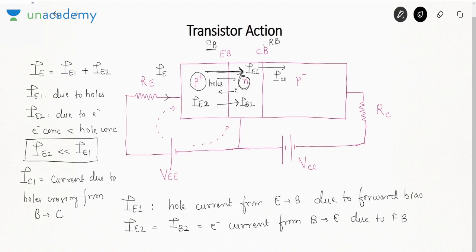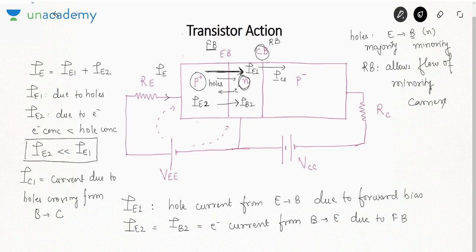Now you might be wondering that this junction was reverse biased. If this junction was reverse biased, how can holes go from one region to the other? Now see my point. Holes go from emitter to base. In emitter, holes were majority carriers, but base is n-type, so holes will become minority carriers. And in diode, I clearly told you reverse bias allows flow of minority carriers. Is it fine? Due to reverse bias, minority carriers can flow but not majority carriers. And since holes become minority carriers as soon as they enter the base region, they can cross over to the collector because the collector base junction is reverse biased.